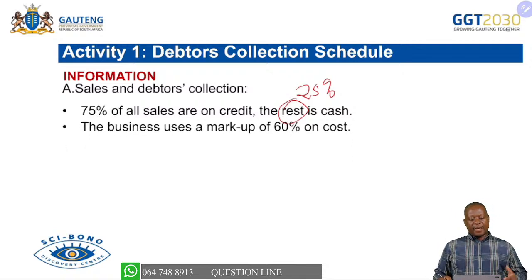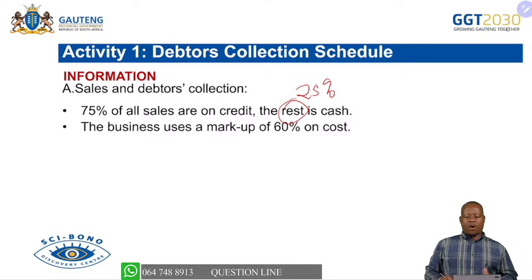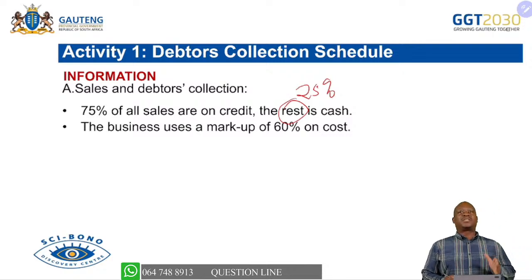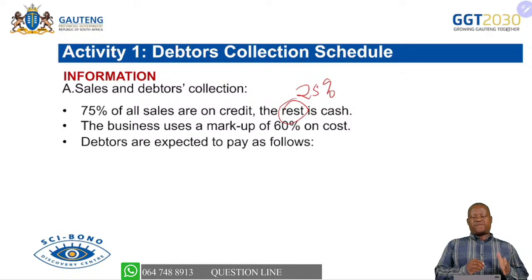And then, the business uses a markup of 60% on cost. Now, why do we have this brought to our attention? Please take note. When dealing with this topic, you are going to see that they are going to tell you that the business is using a fixed stock base, which means opening stock and closing stock are always expected to be the same. Now, what does that mean? It simply means cost of sales is equal to purchases.